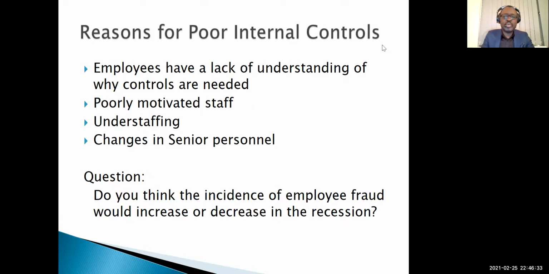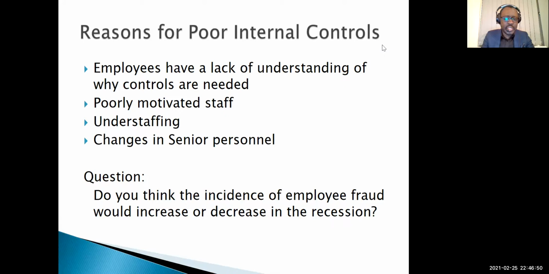Reasons why there could be poor internal controls: maybe employees lack understanding of why the controls are needed. Employees could be poorly motivated. Okay, they are not paid well. We are understaffed, and there could also be changes in senior personnel. This could account for poor internal controls, all right?